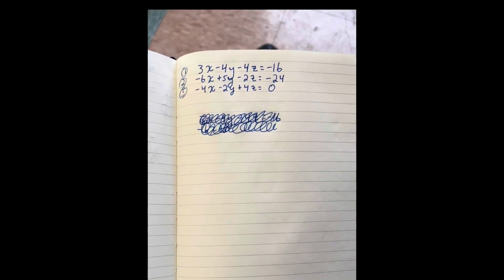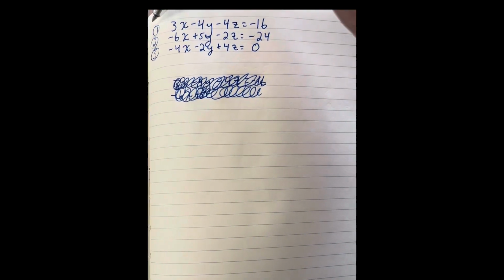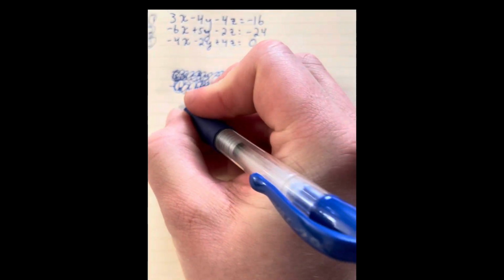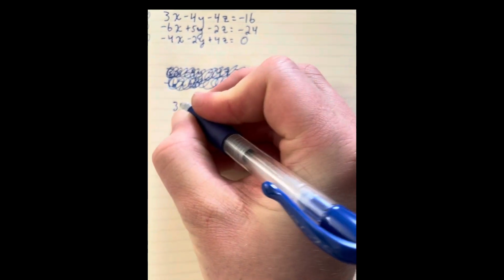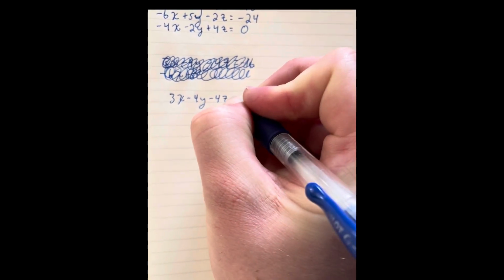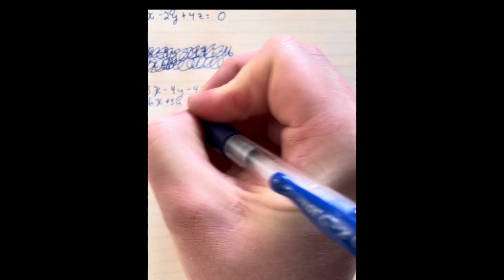Alright, when we solve a system of 3 variables and we have 3 different equations, I like to label them as equations 1, 2, and 3 so I keep them organized. So I'm going to take equations 1 and 2 and have them stacked on top of each other. 3x minus 4y minus 4z equals negative 16. Then the second equation right underneath it, just to start getting us all nice and set up.